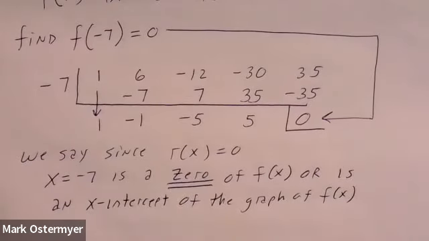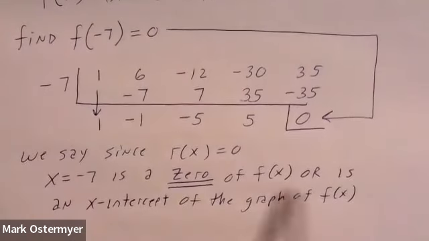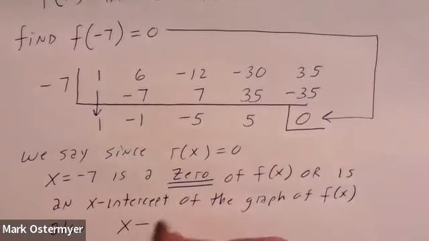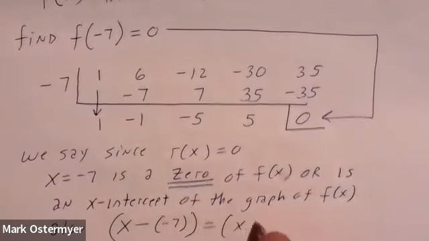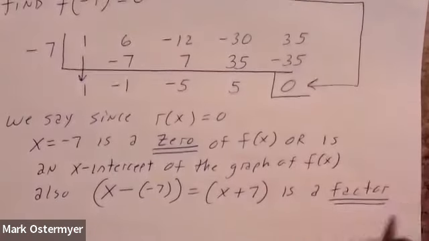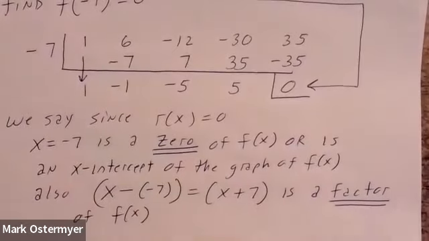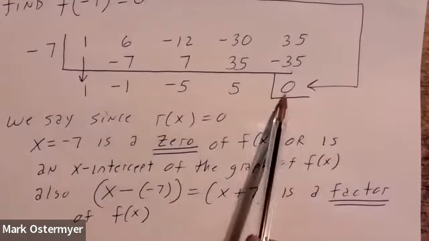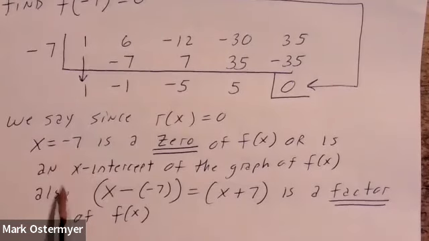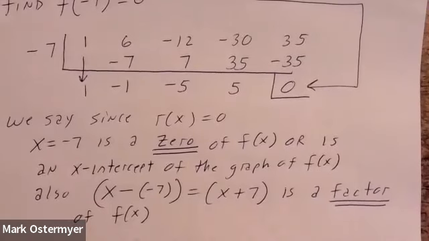Furthermore, ladies and gentlemen, we're about to learn another theorem right around the bend called the factor theorem. And the factor theorem says that since x equals -7 is a 0 of f of x, or is an x-intercept, also we can say that x minus -7, or x plus 7, is, you ready for this? It's a factor of f of x. And that is guaranteed by the next theorem, which I'm about to show you, called the factor theorem. So, pretty interesting here. Because we got a 0 remainder when dividing -7 into the f of x, we can conclude that -7 is a 0 of f of x, or an x-intercept of the graph of f of x. And therefore, x minus -7 or x plus 7 is also a factor of f of x.